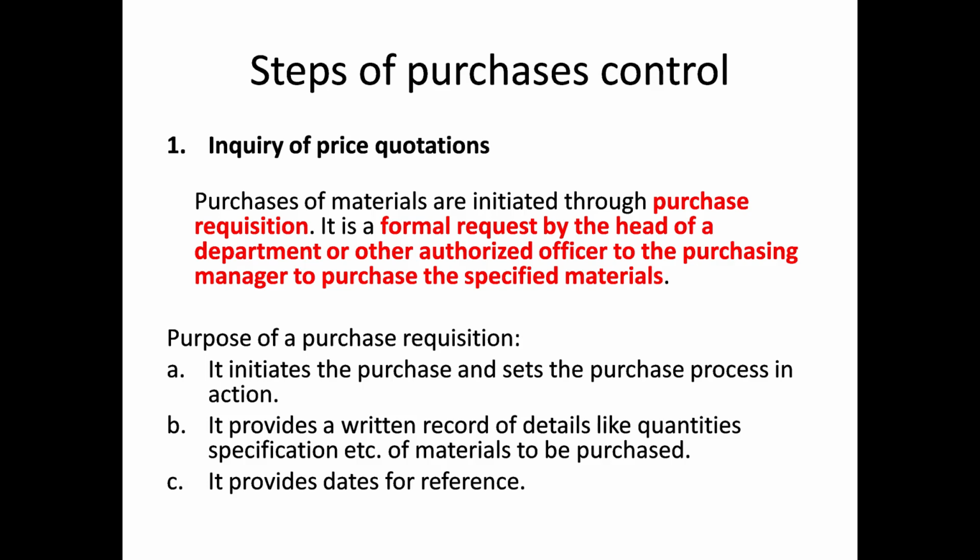For example, we'll assume that the marketing department needs a printer. Then the marketing department has to prepare a purchase requisition. Then the head of the marketing department or some other authorized officer has to sign this purchase requisition. Then the signed purchase requisition has to be submitted to the purchasing manager of the purchasing department.